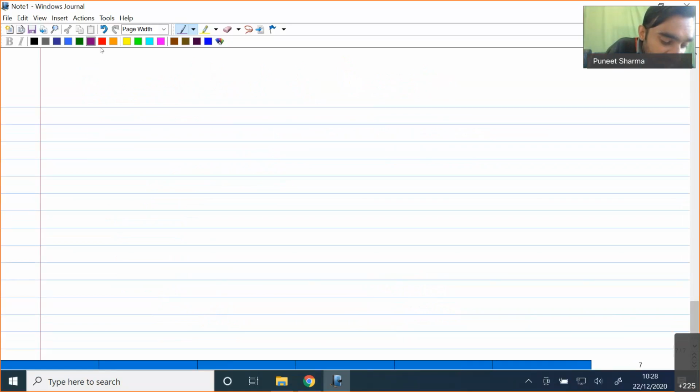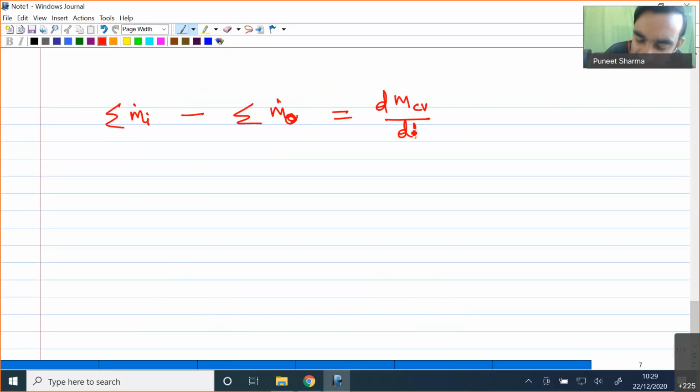So that's why, while defining the conservation of mass for a transient process, I have to write summation mi dot minus summation mo dot, the outflow, as nothing but d mCV by dt, because we have a change of mass of the control volume with time. Now if I take my initial time as t equal to 0 and the final time as some value t at which our process has completed.